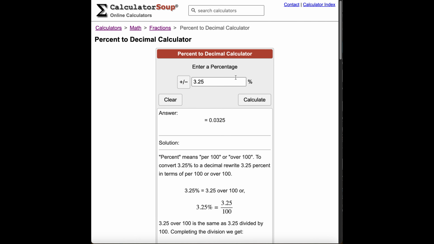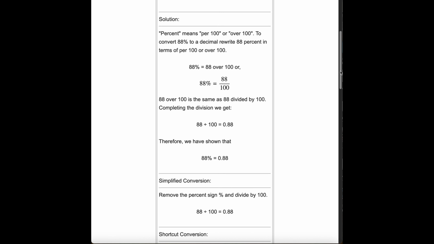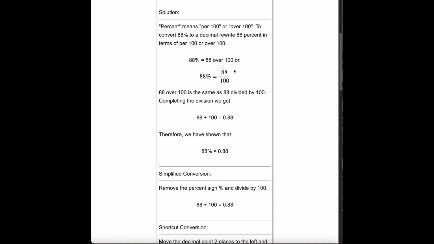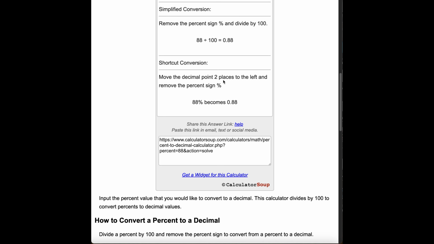Let's do one more example. Let's convert 88% to a decimal. First, rewrite 88% as 88 over 100. Then, complete the division to get 0.88. For the shortcut method, remove the percent sign and move the decimal point 2 places to the left. We get the same answer, 0.88.